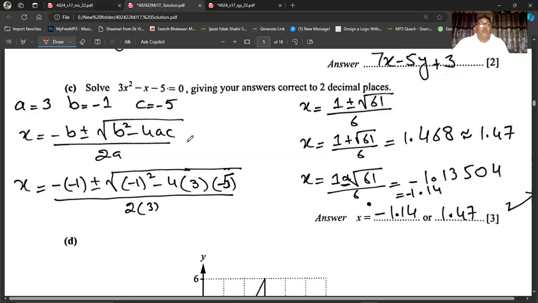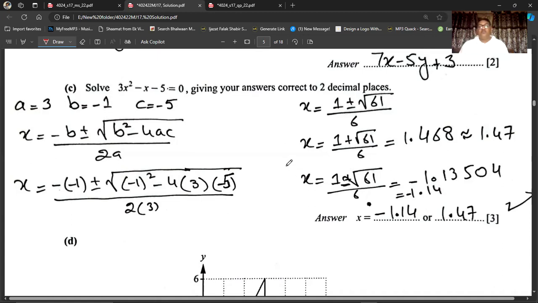You know the quadratic formula, x is equal to minus b plus minus square root, and under the square root, you have b squared minus 4ac, divided by 2a. So I will substitute the values of a, b, and c. You can see here we have minus bracket, minus 1 bracket close, plus minus under root. Under the root, I have the square of the minus 1, minus 4 into 3 into minus 5, and the whole thing divided by 2 into 3. So you will have 1 plus minus under root 61 divided by 6.